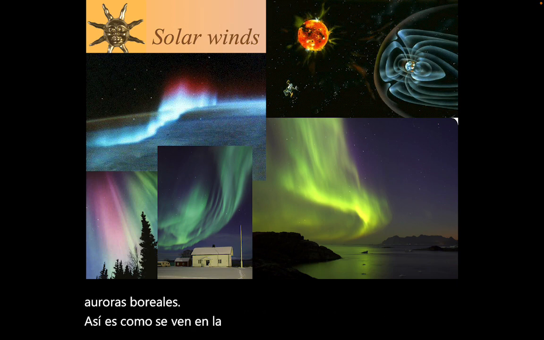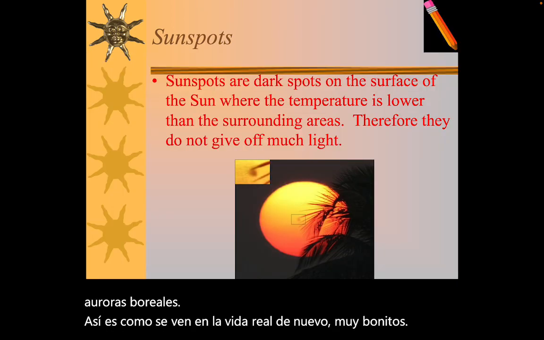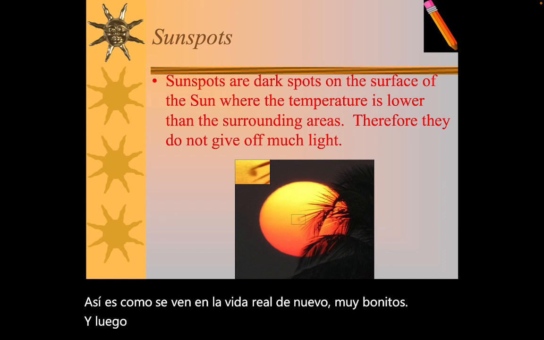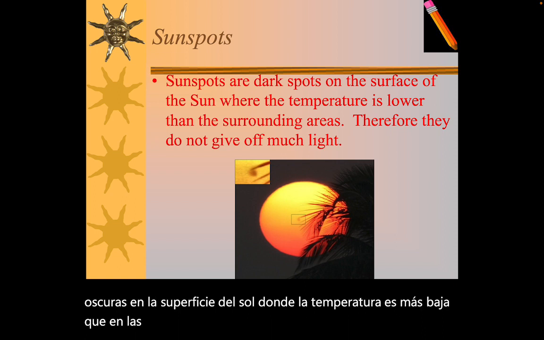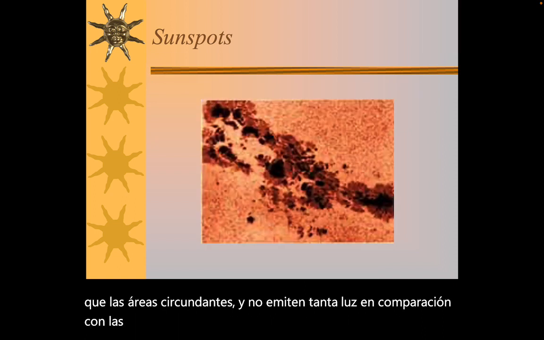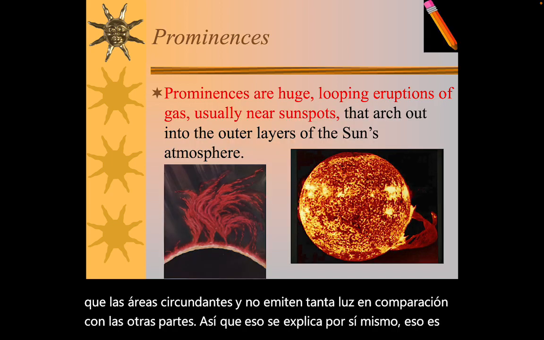Again, very pretty. And then you also have sunspots. These are dark spots on the surface of the sun where the temperature is lower than the surrounding areas and they don't give off that much light compared to the other parts. So that one is pretty self-explanatory. That's what they look like on the surface.